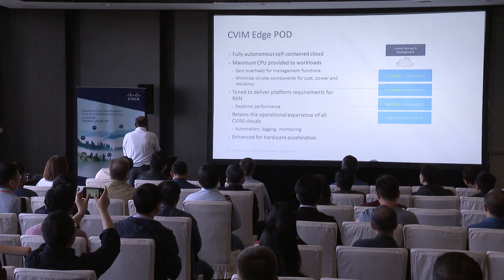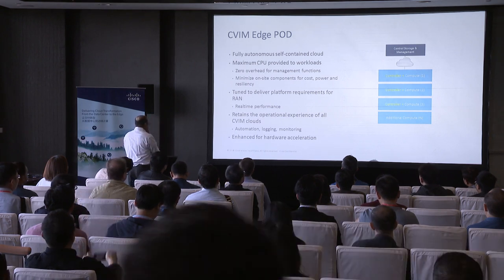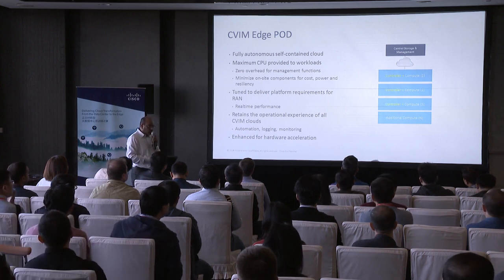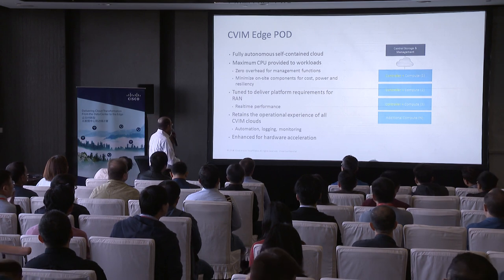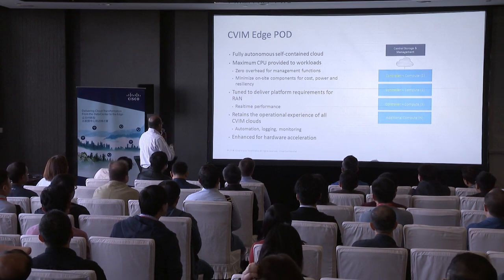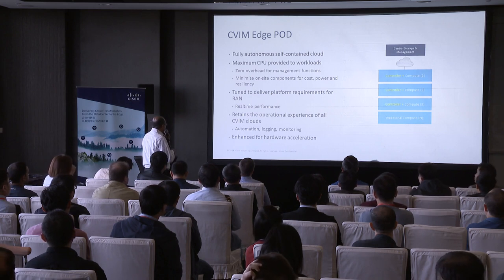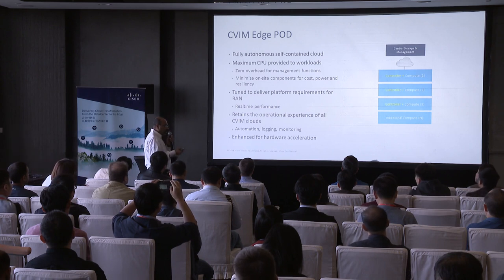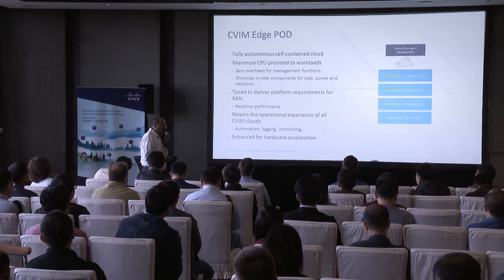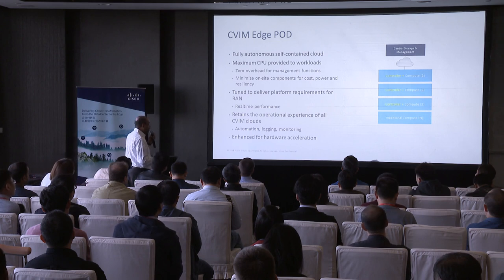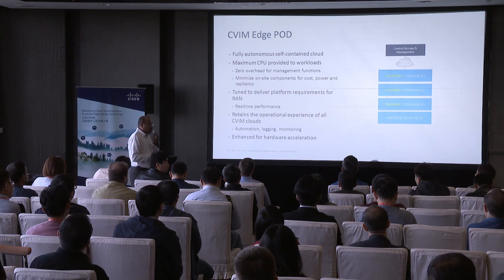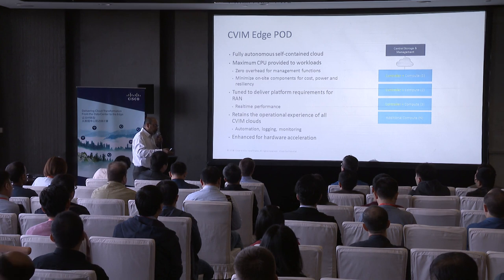So what we did is collapse the control and the compute on the same nodes. We only use a few cores for the host, and the rest we give to the compute for the workload. We also tuned the platform to the kernel that is running, which is a real-time kernel. Because of the vRAN latency requirements, you could not put a normal, regular operating system. But at the same time, we made sure that the operational experience is consistent, whether it's the edge pod or the full pod, because it's the same REST API.